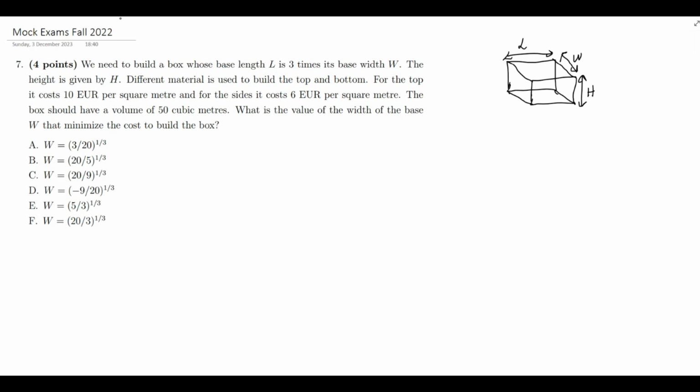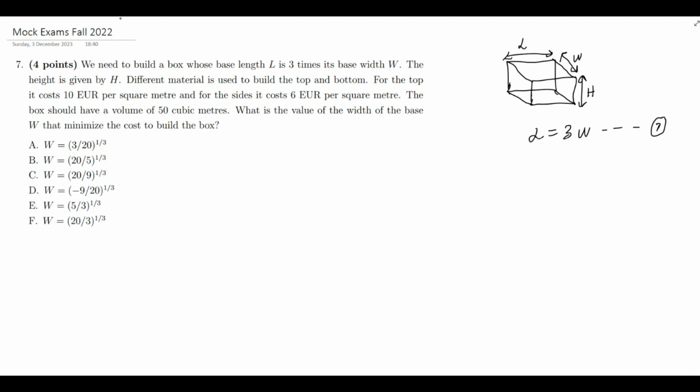Now the information given to us is that the length is 3 times the width. We know that the length is 3 times the width. We are going to call this equation 1, just to note. The base length is 3 times its width. The height is given as h. We have represented that. They say different materials are used to build the top and the bottom.